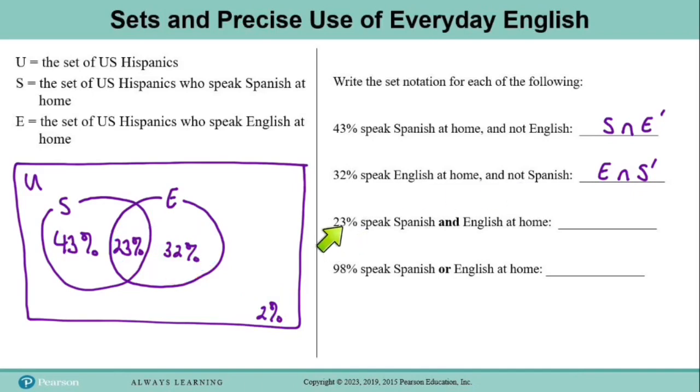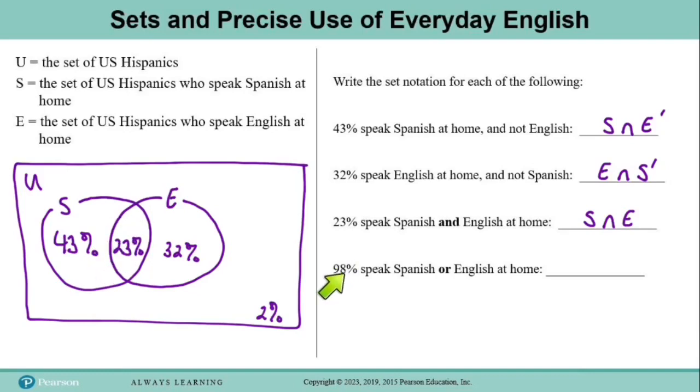Okay, now what about the 23% who speak Spanish and English at home? Well, that's even a little easier than the two we just did. The set for Spanish and English is going to be S intersect E. And we know that the 23% is just the overlap between the two sets, so that works out great.